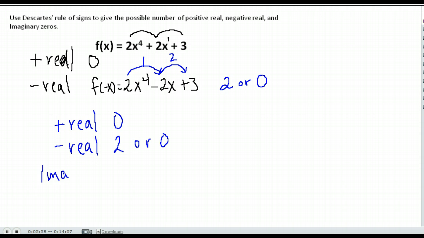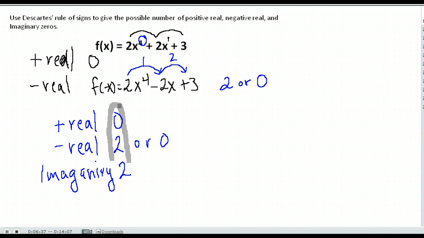Now we have to figure out how many imaginary zeros there are. And again, to figure out how many imaginary zeros there are, you look at the degree of your polynomial. It's 4. That's how many zeros we should have total between our positive reals, negative reals, and imaginary. And we look at each case individually. So we have no positive real zeros. We could have either 2 or no negative reals. Let's say we had 2 negative real zeros. How many imaginaries would we need to make a total of 4? We would need 2 more.